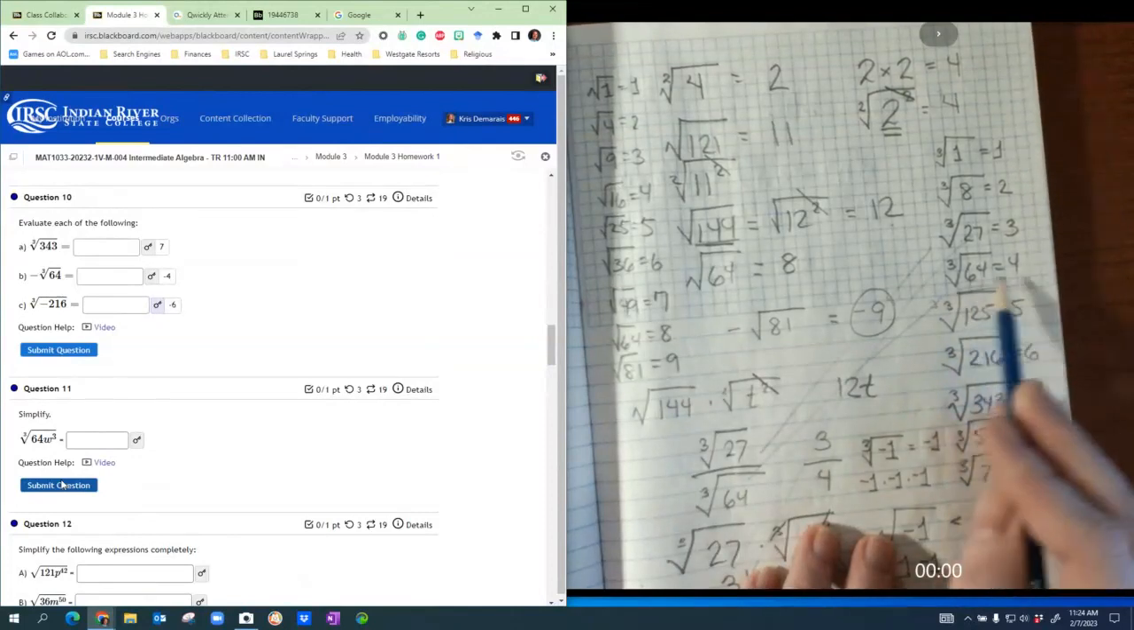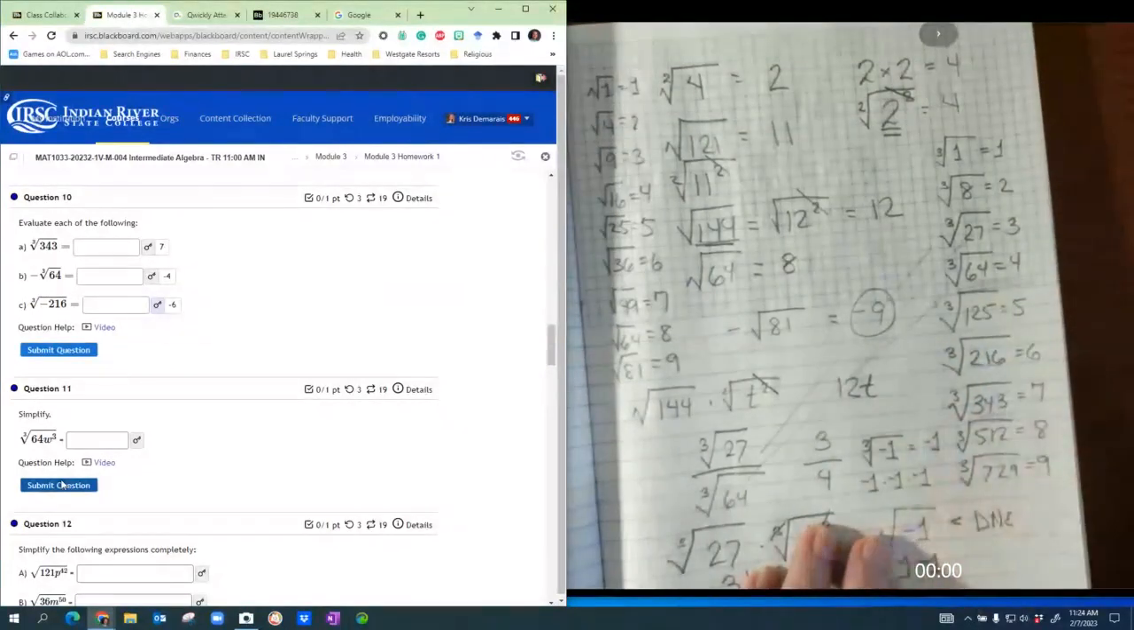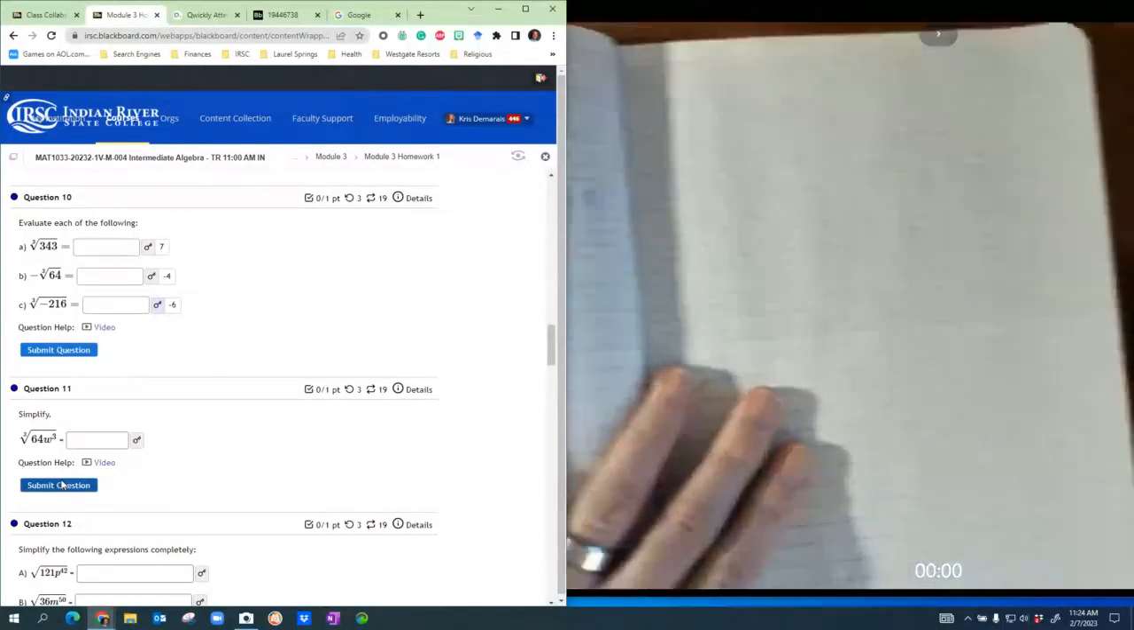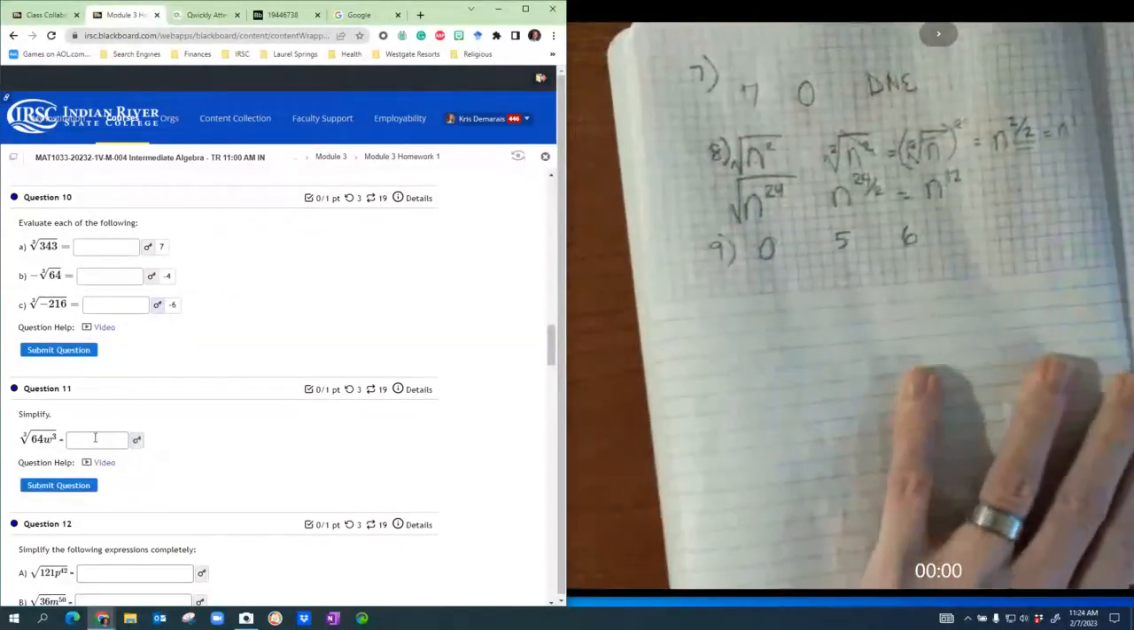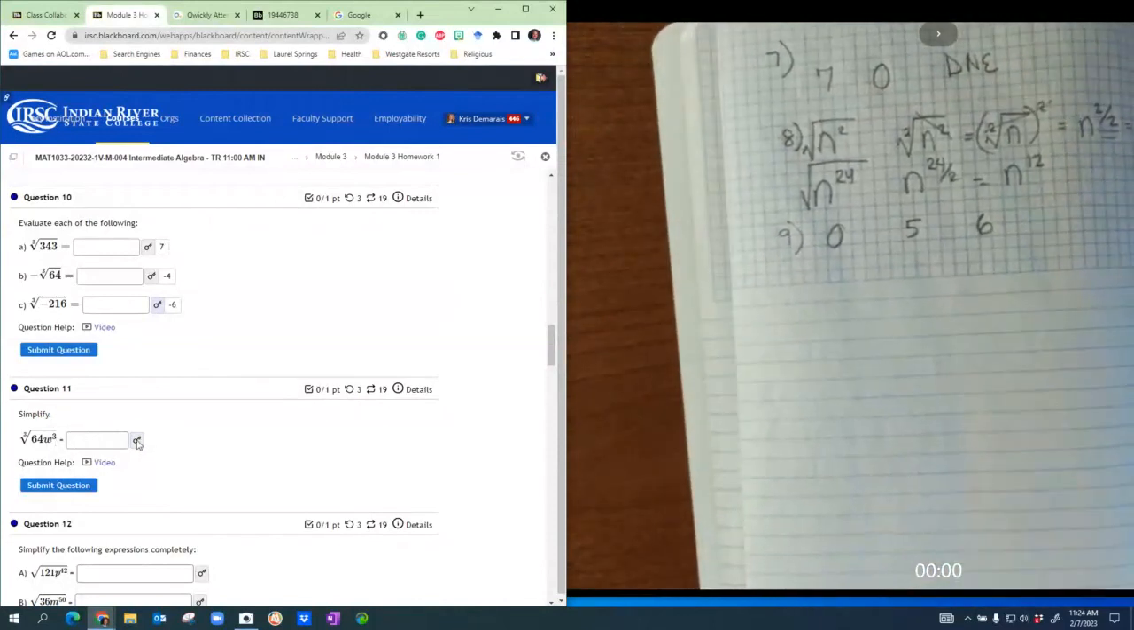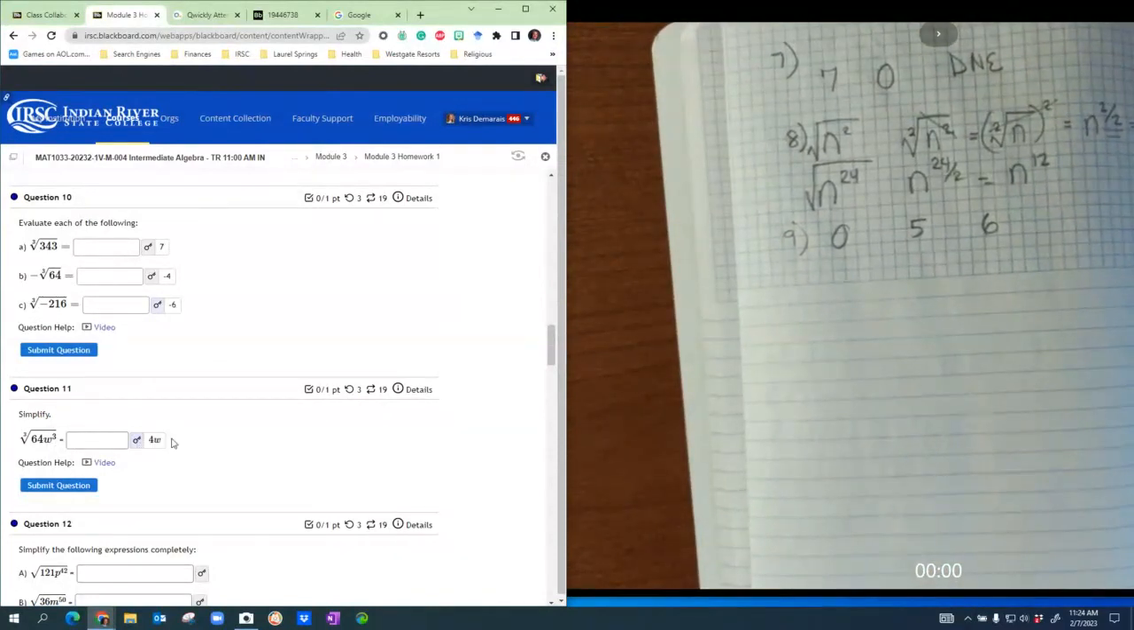Now, cubic root of 64 is 4. See, I'm looking at my list here. I'm not doing anything but looking at my list, and then I'm able to generate these answers quickly. So the cubic root of 64 is 4, and then the cubic root of w to the third is simply w, so it's 4w.